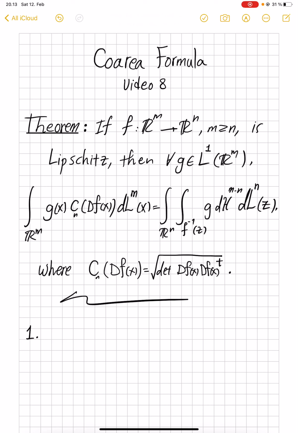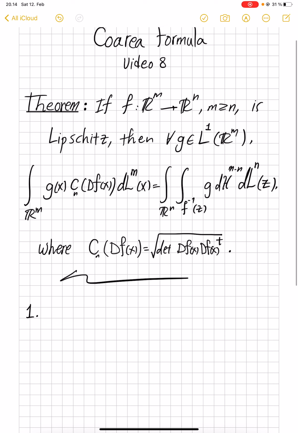The theorem on the screen is the so-called Coarea formula, and the series that we are currently inside has been devoted to a proof of this theorem. After some building up in previous videos, which also of course touched upon many other concepts, we are ready to give a full proof of this amazing theorem due to Federer originally.